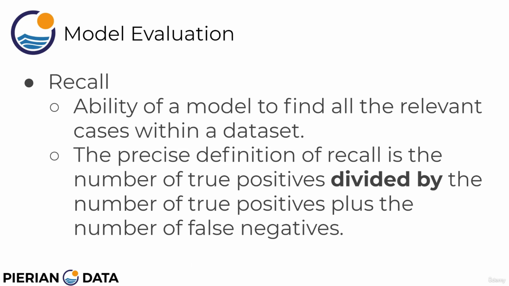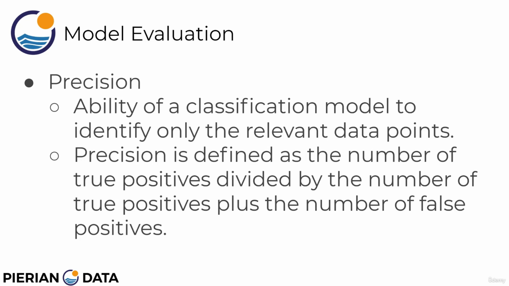Recall is the ability of a model to find all the relevant cases within a dataset. And the precise definition of recall is the number of what's known as true positives, and we'll hone in on that later when we see the confusion matrix, but it's the number of true positives divided by the number of true positives plus the number of false negatives. And precision is the ability of a classification model to identify only the relevant data points, where precision is defined as the number of true positives divided by the number of true positives plus the number of false positives.